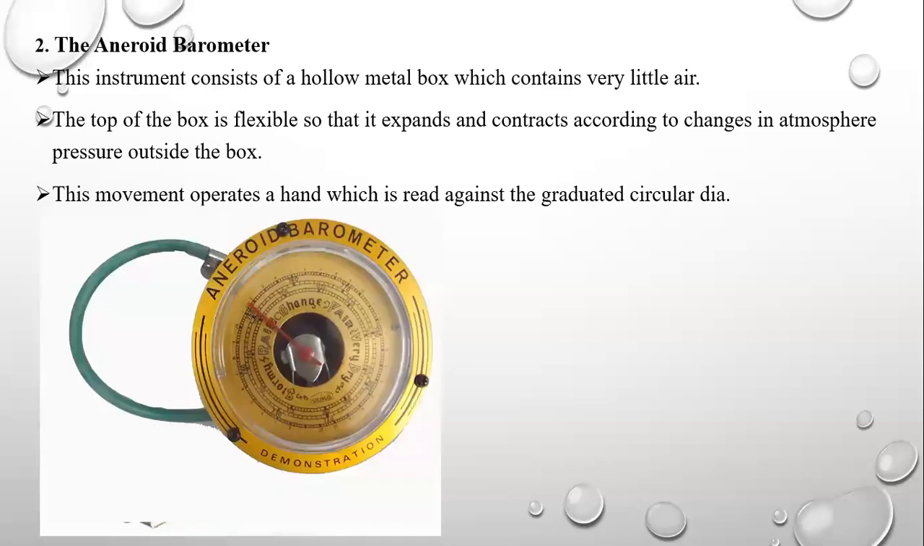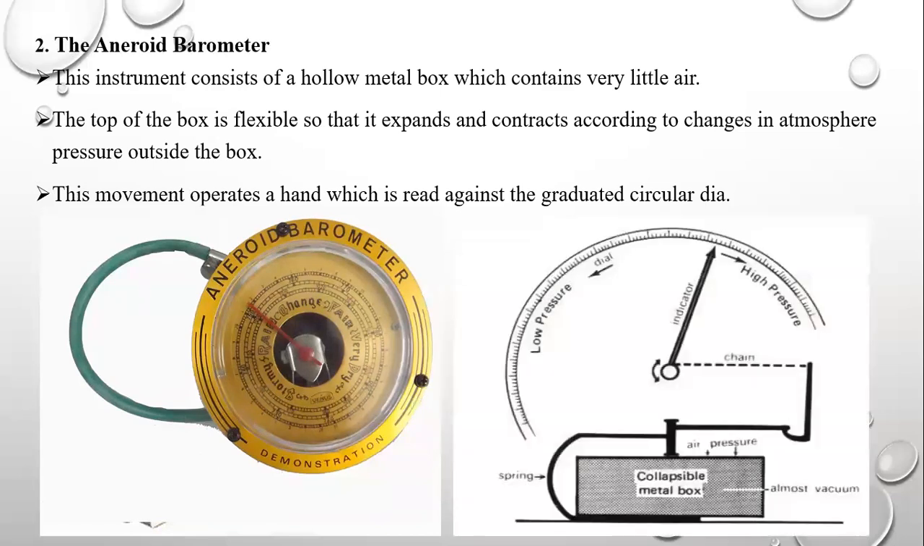Now, this is clearly how an aneroid barometer looks like. There you go. This is an aneroid barometer. Now, if they ask you a question in an exam to say between aneroid barometer and mercury barometer, which one is more accurate? The answer should be mercury barometer.